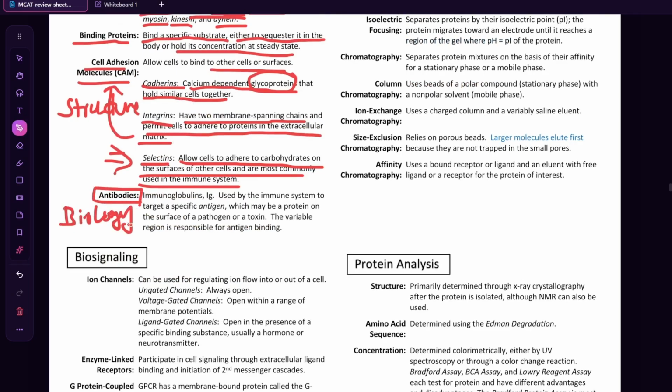So going back to that biology video, you would understand antibodies, also known as immunoglobulins or Ig, are used by the immune system to target a specific antigen. We already went over antigen in the bio video, so I won't go over that again. But an antigen is like that harmful thing that is detected, right? Which may be a protein on the surface of a pathogen or toxin. The variable region is responsible for antigen binding.